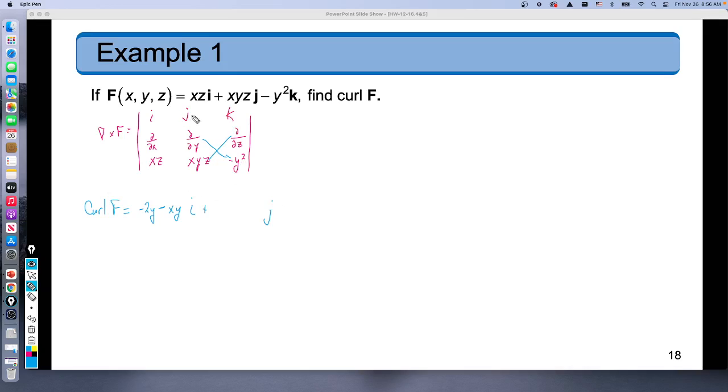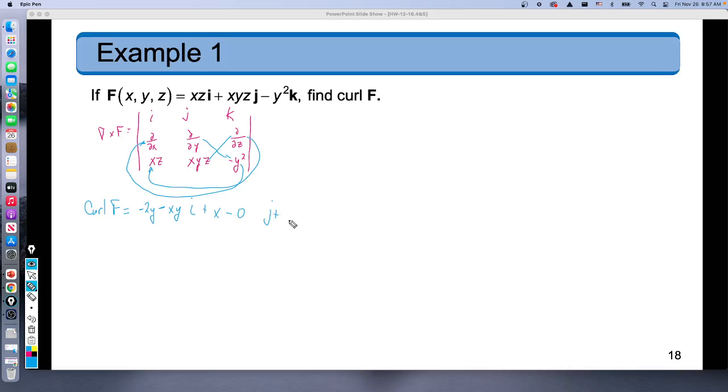For j, remember we take k and i, and we go around, so we're going to take the partial of z of xz. So the derivative of z is 1, x is a constant, so that's just the x. And then we do the other way, looping around up to here. So we're taking the partial of x, but there's no x here. y is just a constant, so that's a minus 0. Okay, so that's that part.